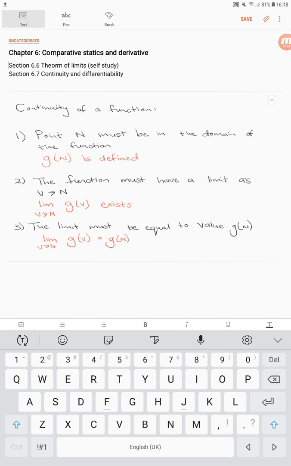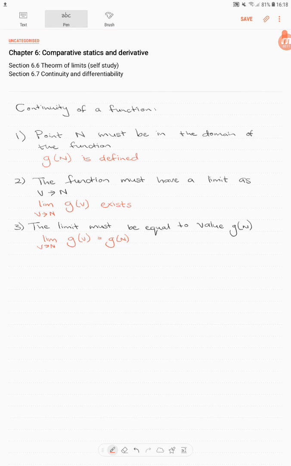This is the final video for chapter 6. Section 6.6 is the theorem of limits, and this is self-study, so you can read through it on your own time. Section 6.7 moves on to continuity and differentiability of a function.